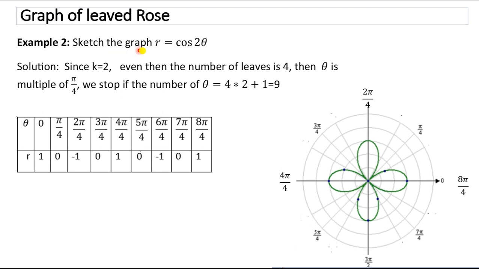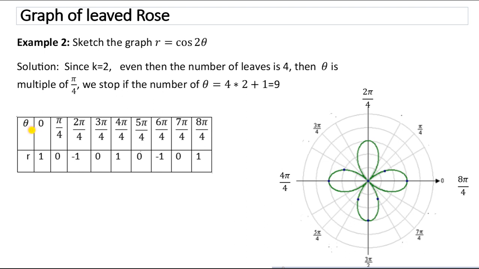Example 2, sketch the graph r equals cosine 2 theta. Since k equals 2, which is even, the number of leaves is 2 multiplied by 2, which is 4. Theta is a multiple of pi over 4. We stop when the number of theta values is the number of leaves, 4, multiplied by 2, plus 1: 9. The number of theta values is 9.